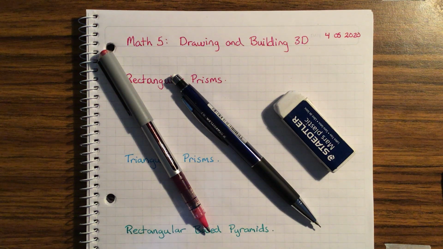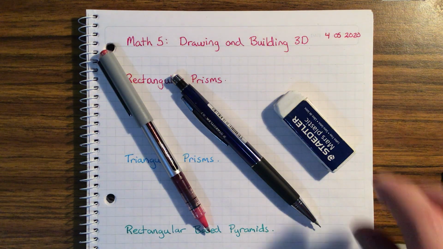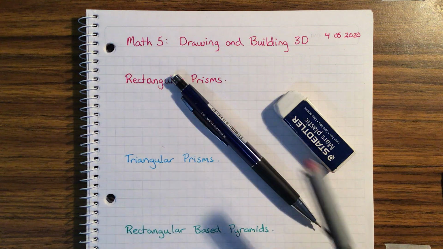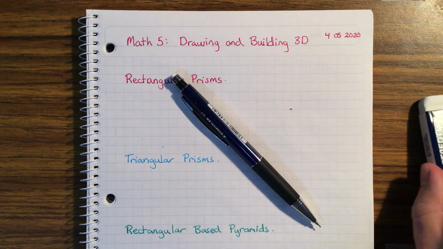Hello, this is Mr. Stein, and in this video we're going to look at drawing and building 3D shapes. We're going to learn how to draw 4 3D shapes: rectangular prisms, triangular prisms, rectangular base pyramids, and cylinders. So let's get started.